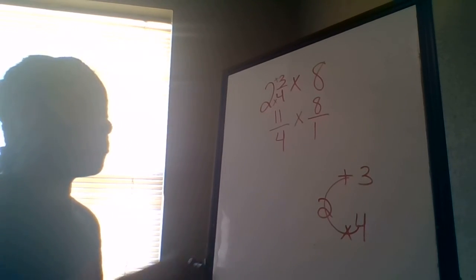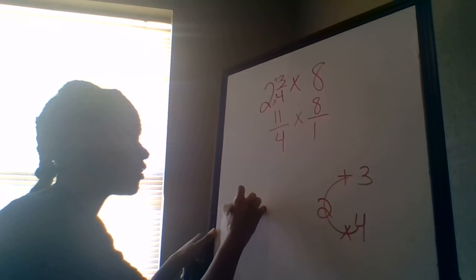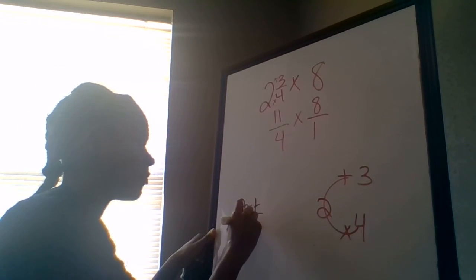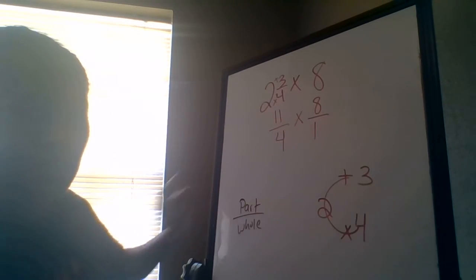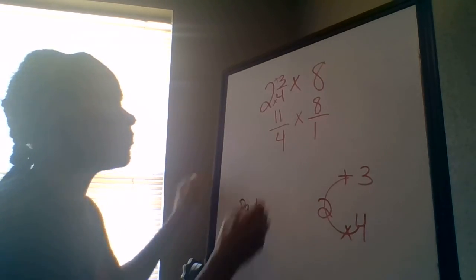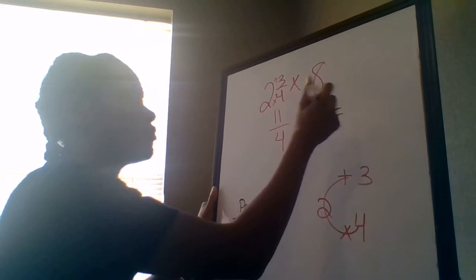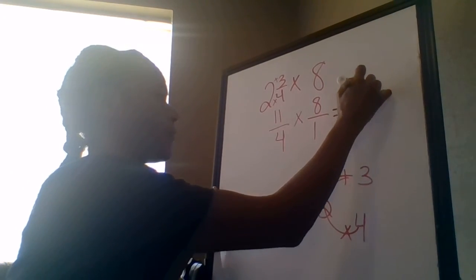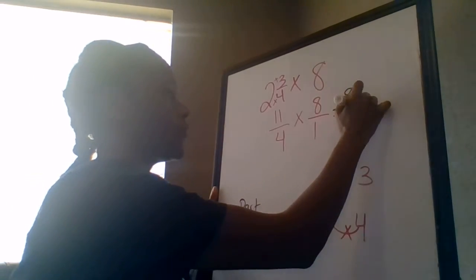So now I am ready to multiply because my fractions are in part-whole format. Part whole times another part whole. That's what fractions are. That's the only way you can multiply and divide fractions. So now I'm ready to multiply across. So 11 times 8 for the numerator, which is 88, and then I have 4 times 1 for the denominator, which is 4.